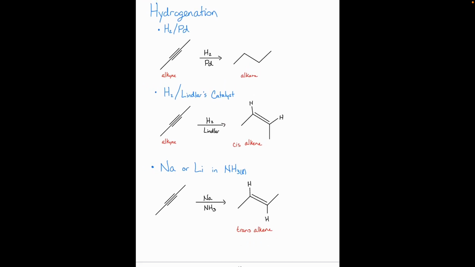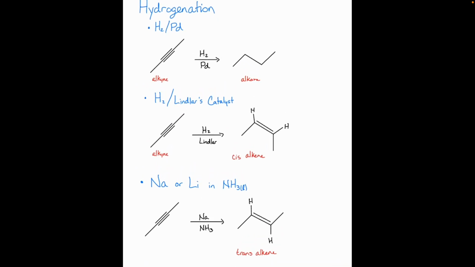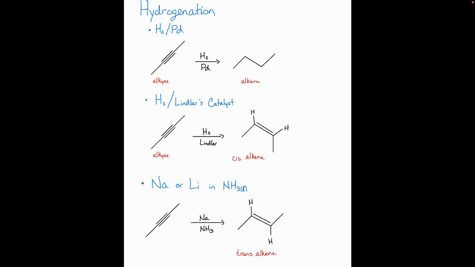So we have three different hydrogenation methods for our alkynes. The first just fully reduces all the way to an alkane. The second will stop at that alkene step but produce a cis alkene, because those hydrogens get added to the same side. And the last method is how we can produce a trans alkene, where those hydrogens get added to opposite sides.